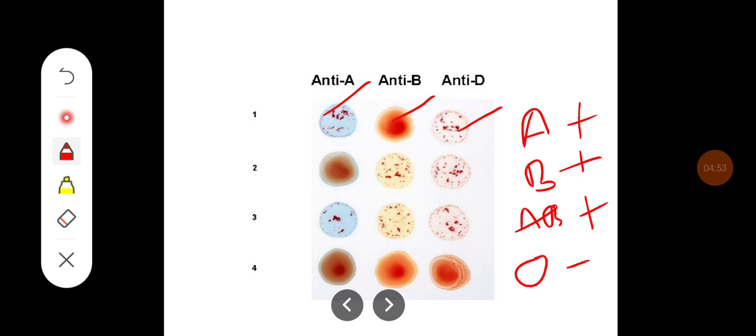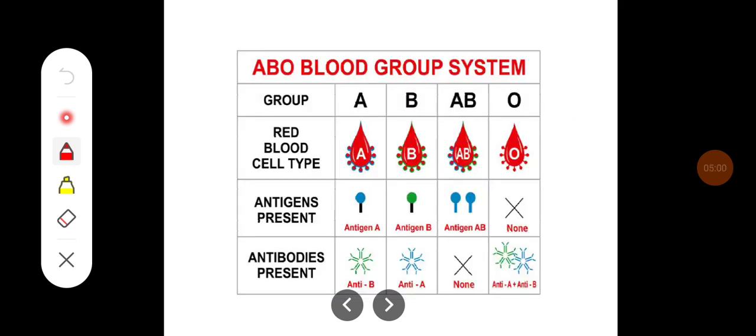So this is how blood group is determined based on the agglutination. Again, in blood group A, you have antigen A and antibody B. With blood group B, you have antigen B and antibody against A. Then in the AB blood group, you have both the antigens but no antibodies. But in the O blood group system, you do not have any antigens, but you have both the antibodies.